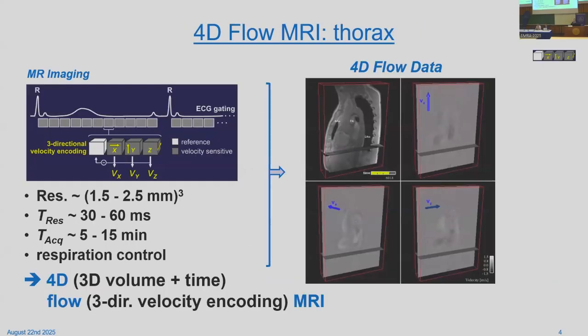So Sebastian already said, we typically acquire 4D flow in the chest with about 1.5 to 2.5 millimeter isotropic. This takes, depending on the sequence and how modern your institution is, anything between 4 and 15 minutes nowadays. And we call this 4D flow MRI because we have a 3D volume and the temporal, the time domain as well. And we call it flow because in 4D flow we typically acquire 3-directional velocity encoding.